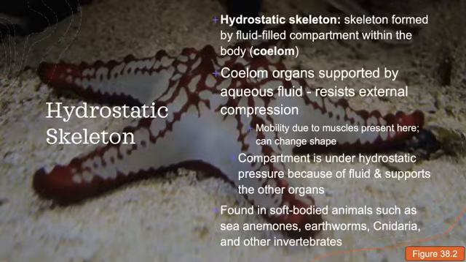First, we'll discuss the hydrostatic skeleton, which is a skeleton formed by fluid-filled compartments within the body known as the coelom. The coelom organs are supported by aqueous fluid, which resists external compression. It has mobility due to muscles being present here and can change its shape. The compartment is under hydrostatic pressure because of fluid, and it supports other organs. We usually find this in animals that are soft-bodied, such as anemones, earthworms, cnidaria, and other invertebrates.